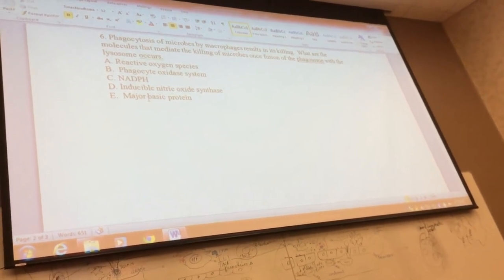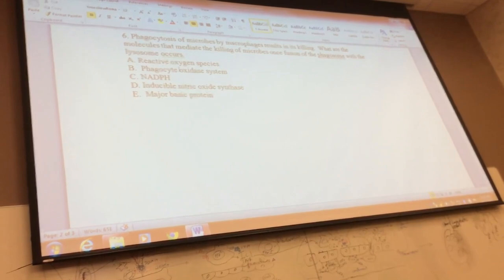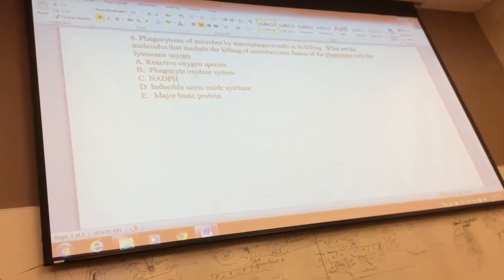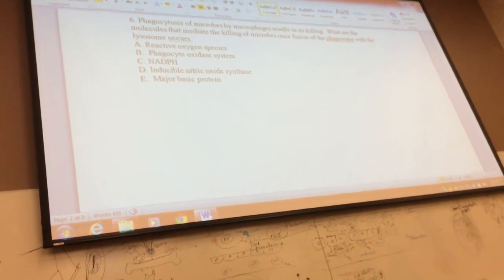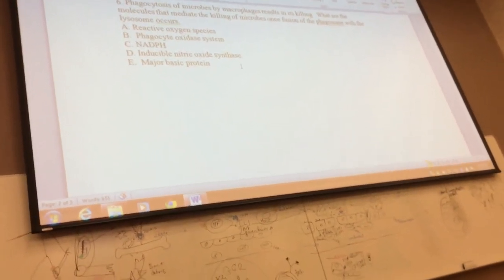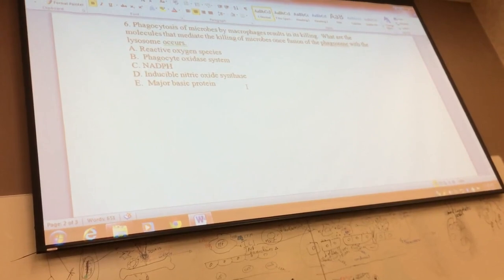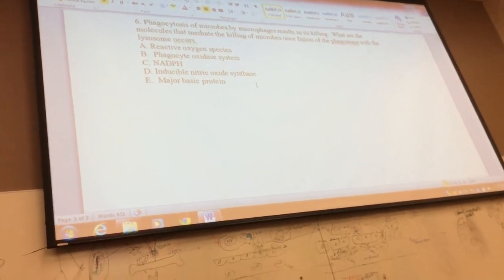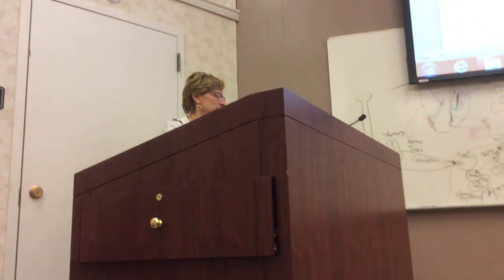Okay. So reactive oxygen species. Obviously, the phagocyte oxidase system and the nitric oxide synthase enzyme are going to be important for the formation of those toxic substances, but they're not going to mediate the killing directly. NADPH is going to be a cofactor of the iNOS, so it's going to play an important role, but again, not directly. And then the major basic protein is the one that is released by the eosinophil, so that's not it.